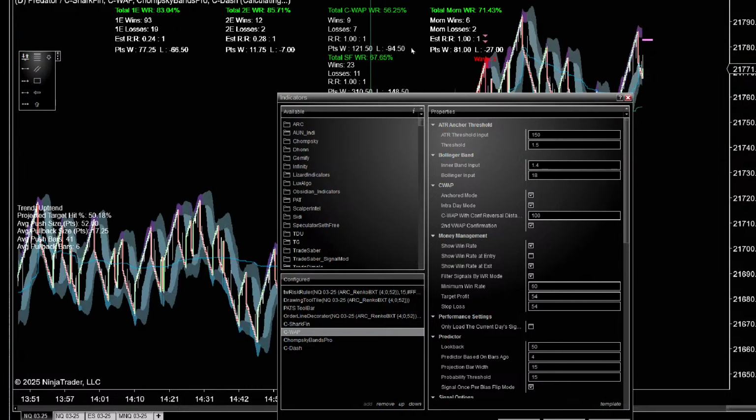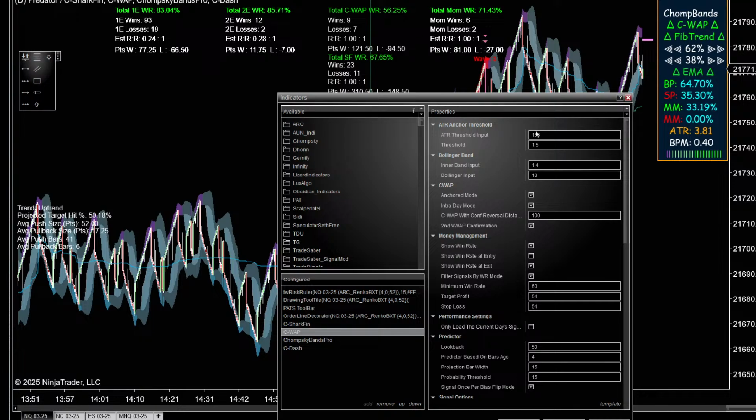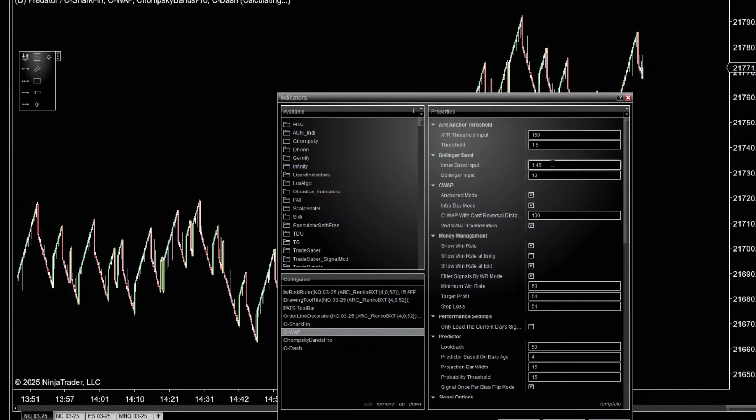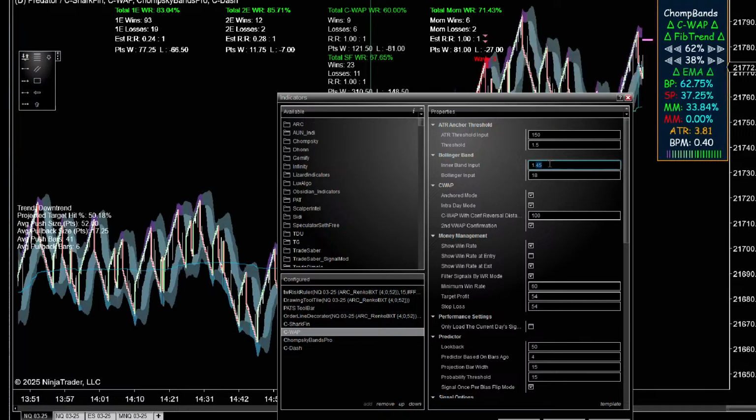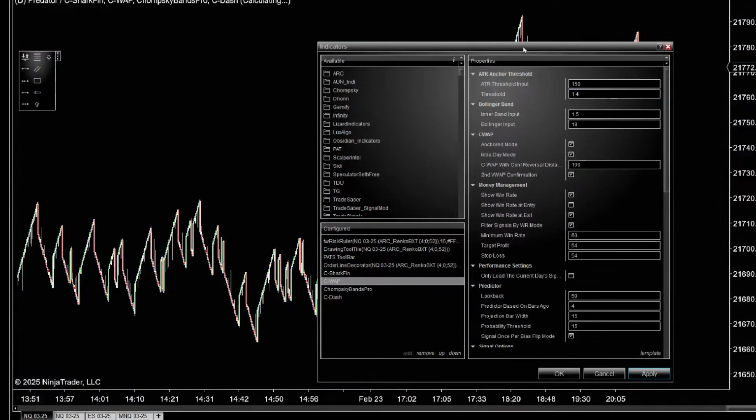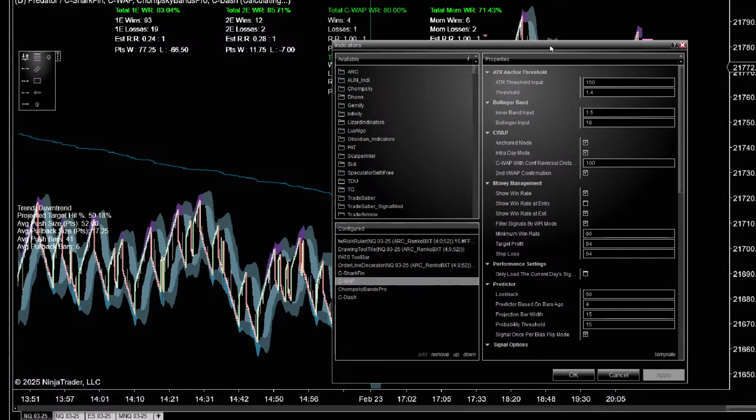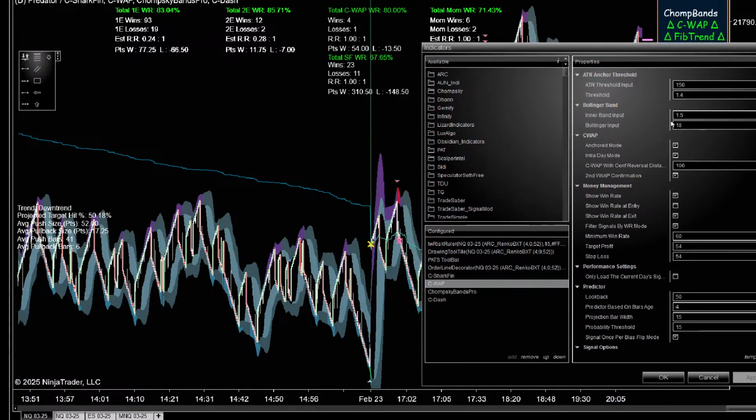Okay, so let's try 1.4. Better. 1.4. Am I in the right one? There we go. 1 point. Oops. Let's lift this up a pinch. Move it out of the way. Okay, there it is. 1.4 on the threshold, and then the bands here.